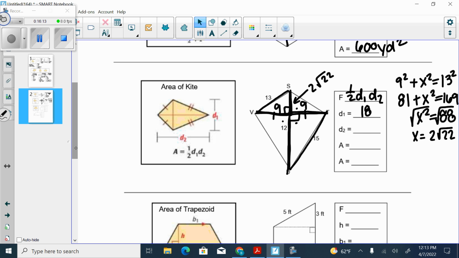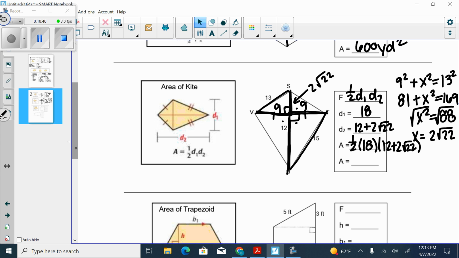Add those two pieces together. Good. So I got 12 plus 2 square root of 22. I cannot actually combine them because they're not like terms. Remember, we treat that square root kind of like an x. All right, so we got 1/2 times diagonal 1, which is 18, times diagonal 2, which is 12 plus 2 square root of 22.